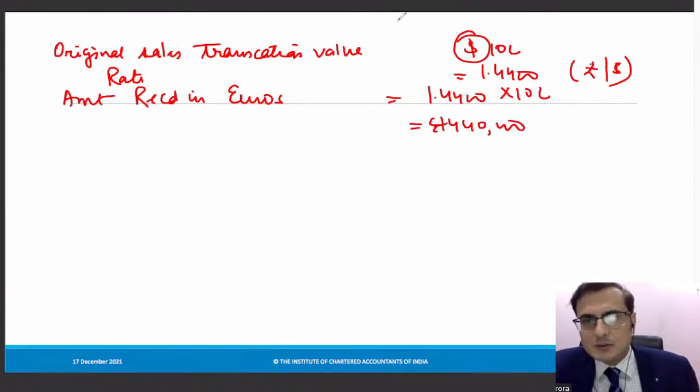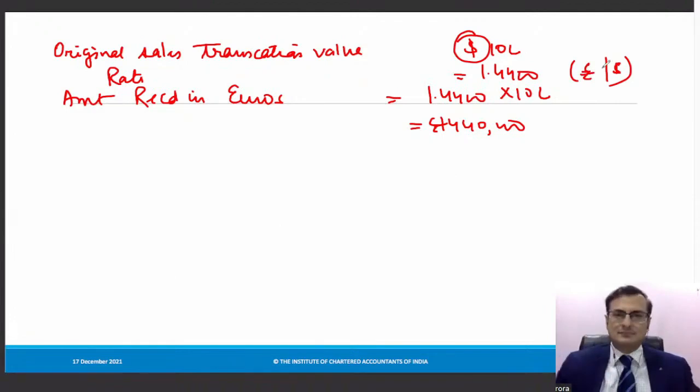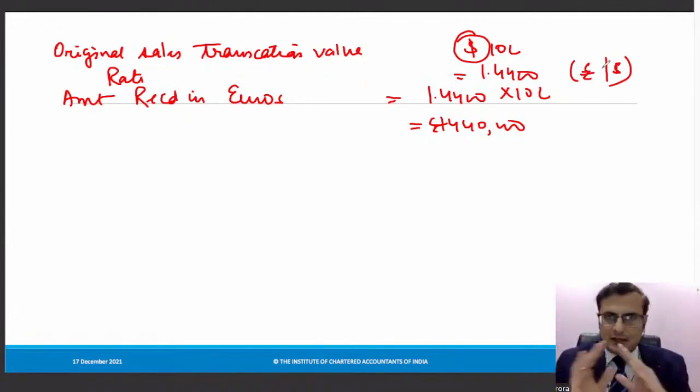Oh, I've written pound. Sorry. Let me correct this. Pound is not the correct one. Euros. Sorry. Got it better? Understand carefully.